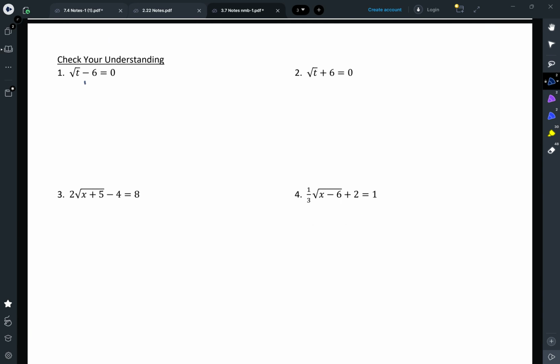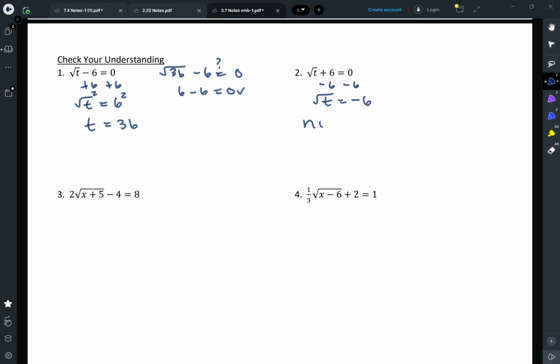So on the first one, we're going to add 6 on both sides. So square root of t equals 6. Then I need to square both sides, and t equals 36. And that does work in the original. Square root of 36 minus 6 does equal 0, right? Because 6 minus 6 is equal to 0. So we're good to go. Second one, I subtract 6 on both sides. Square root of t equals negative 6. So hopefully right away you catch this, that there is no solution. If you keep solving and you get 36, it's not going to work in the original.